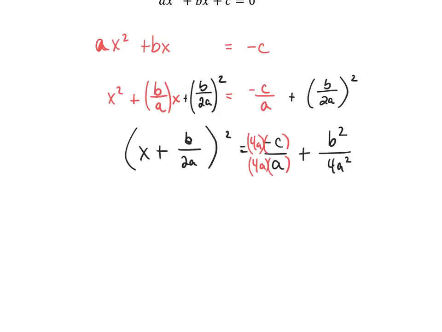So the right-hand side I can write as one denominator now. The numerator becomes, and stay with me here, negative 4ac plus b squared. Again, make sure you understand this. This is a negative here. 4 times a times c is this. The negative comes out in front. Plus b squared carries over. Same denominator, make it one denominator.